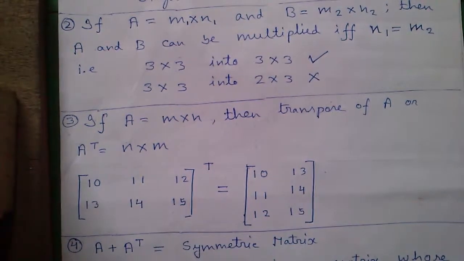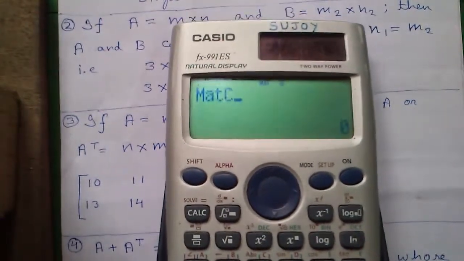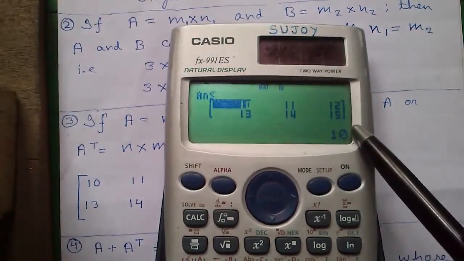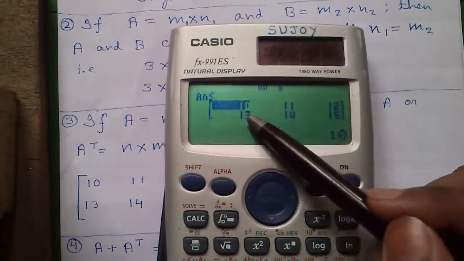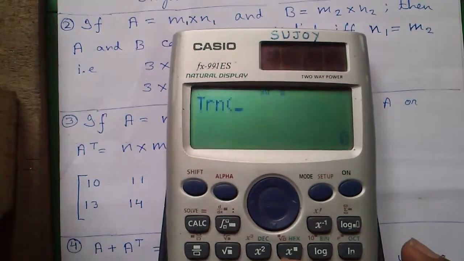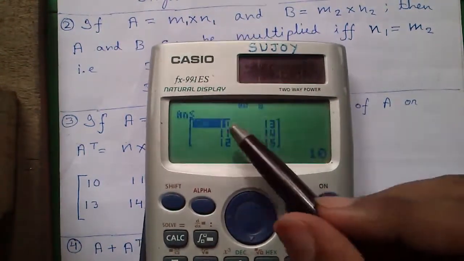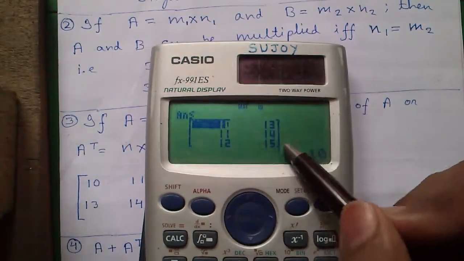So let's do it. Remember, our matrix C was a 2 cross 3 matrix. That means 2 rows and 3 columns. So if we transpose it, we'll get a 3 cross 2 matrix with 3 rows and 2 columns.